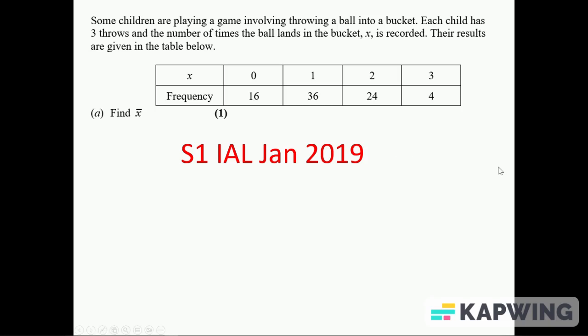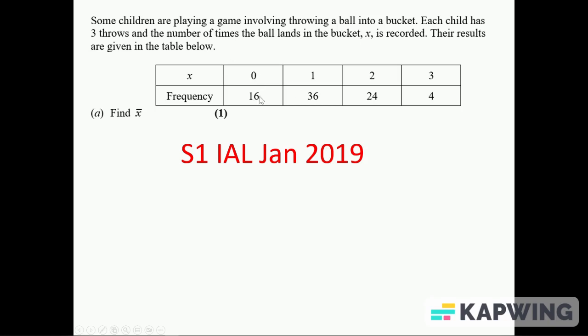Right, we've got the S1 International Paper Jan 2019. It's a probability distribution question. I've just got the first part of the question up first. Some children are playing a game involving throwing a ball into a bucket. Each child has 3 throws, and the number of times the ball lands in the bucket is recorded. The results are given in the table.